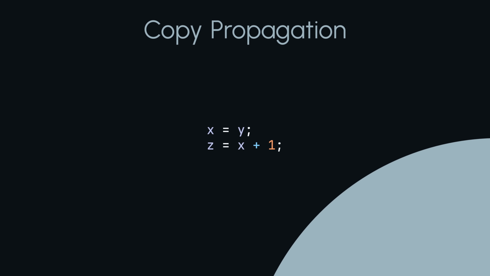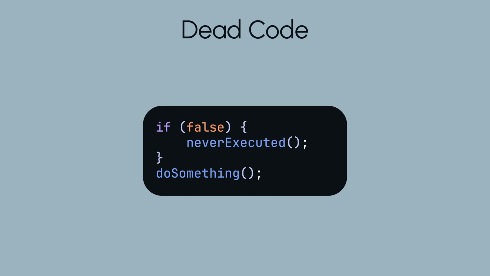If you write x equals y and z equals x plus 1, the compiler can rewrite it into z equals y plus 1. X is now unused, which sets up the next optimization. Often there are statements or whole functions in a program that will never be executed, so-called dead code. These can be removed in a process called dead code elimination.